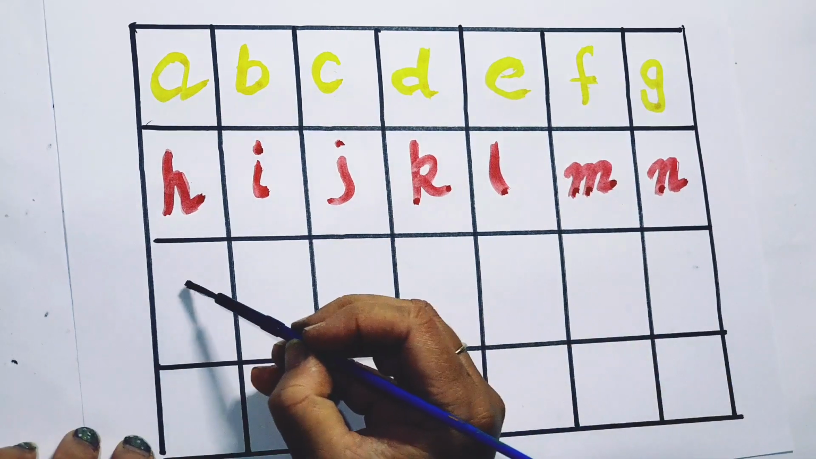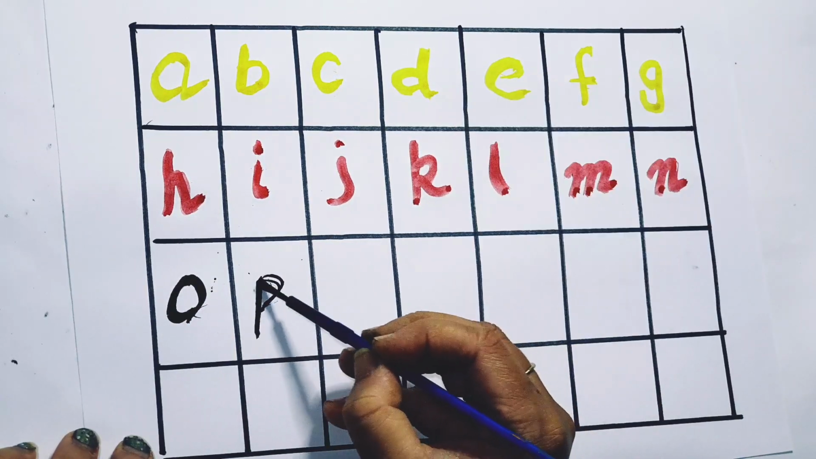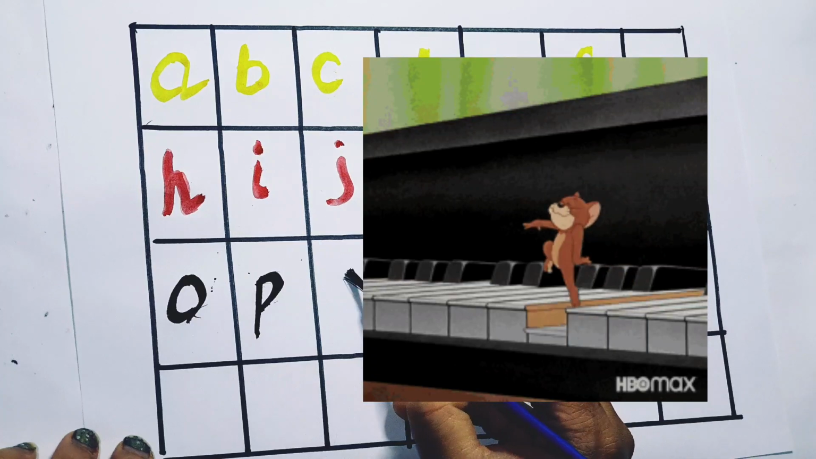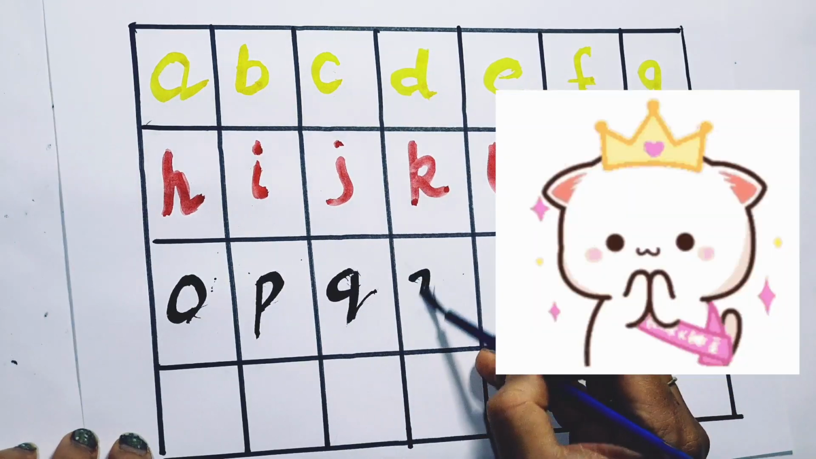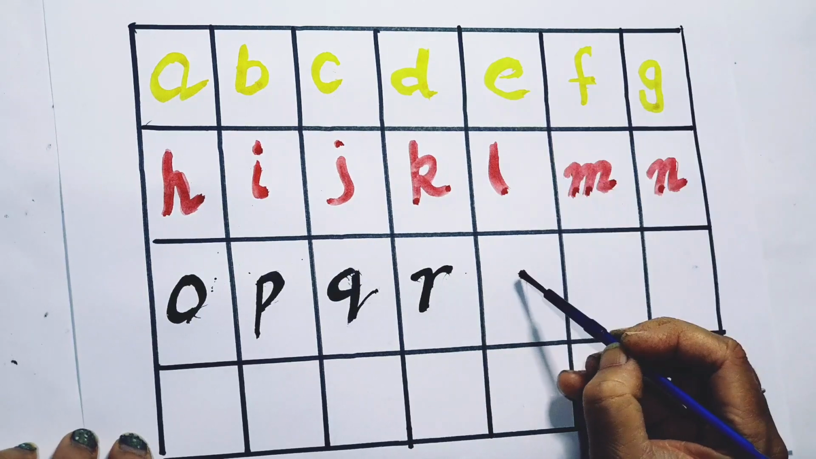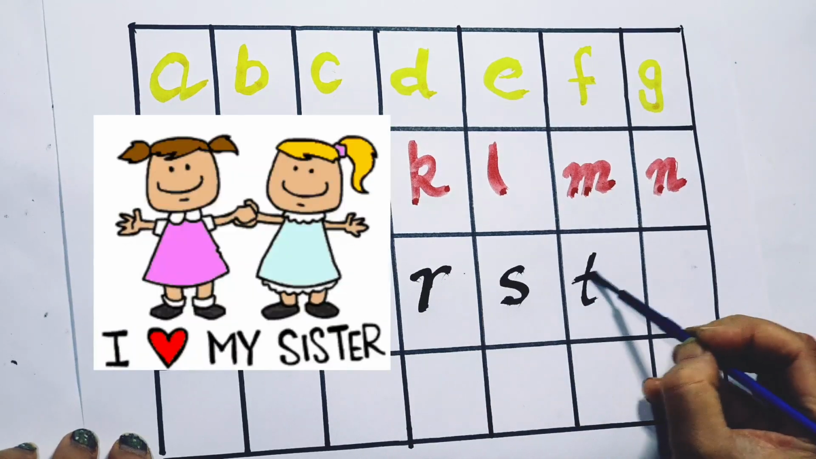Black color. O for owl. P for piano. Q for queen. R for ring. S for sister.